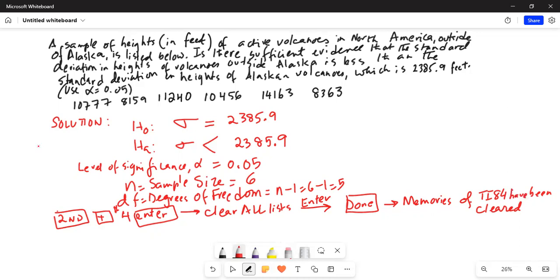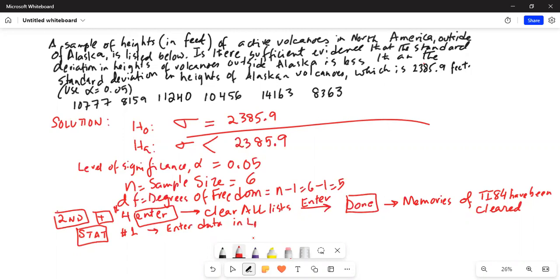Now enter. So next thing we do is press the stat button, then select number 1. So stat button, then number 1. And we see L1. Enter. Next step is enter data in L1.